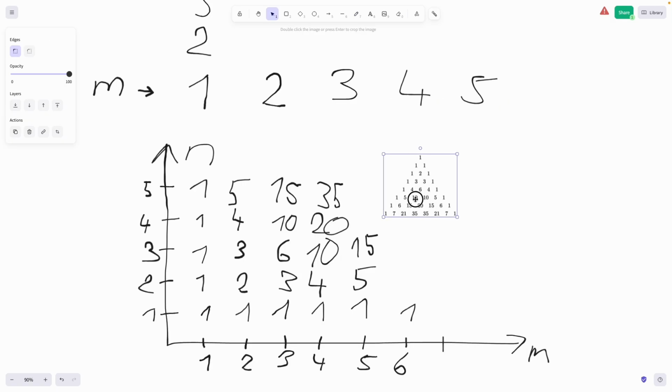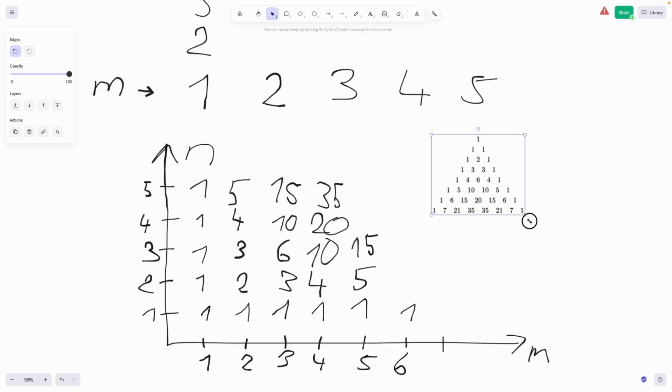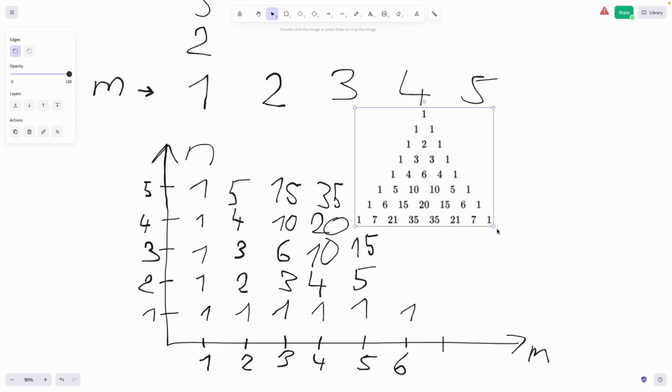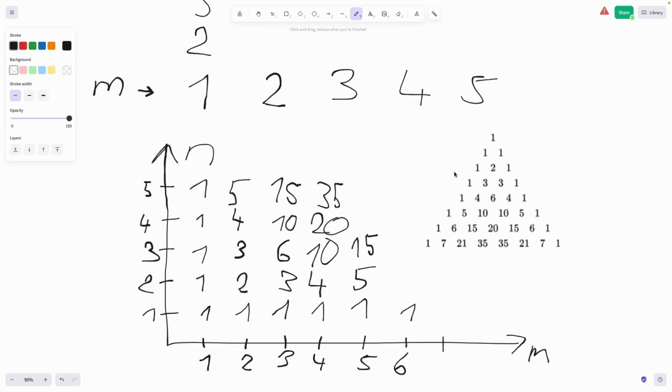Another fun observation is that what we have here is basically just Pascal's triangle. So this is Pascal's triangle right here. And if we rotate it, this is the exact same thing that we have. So let's just say that this is m and this is n. And as you can see here, the sort of diagonal columns here will be our vertical columns.